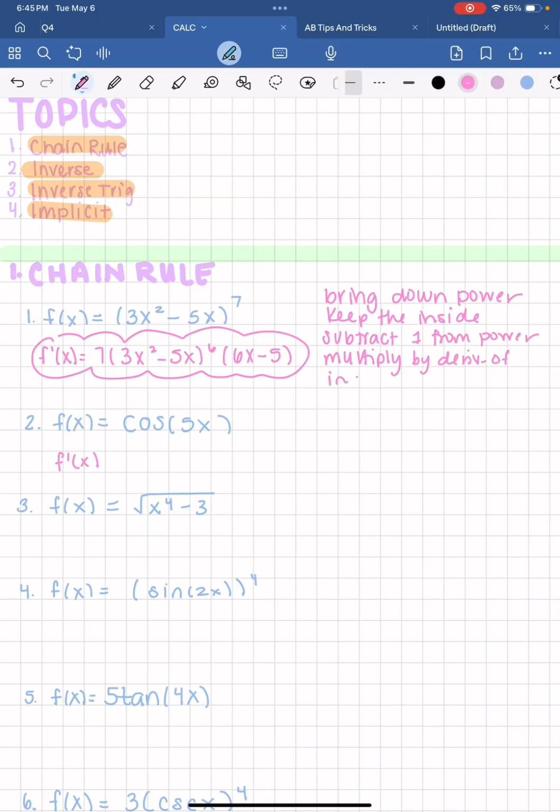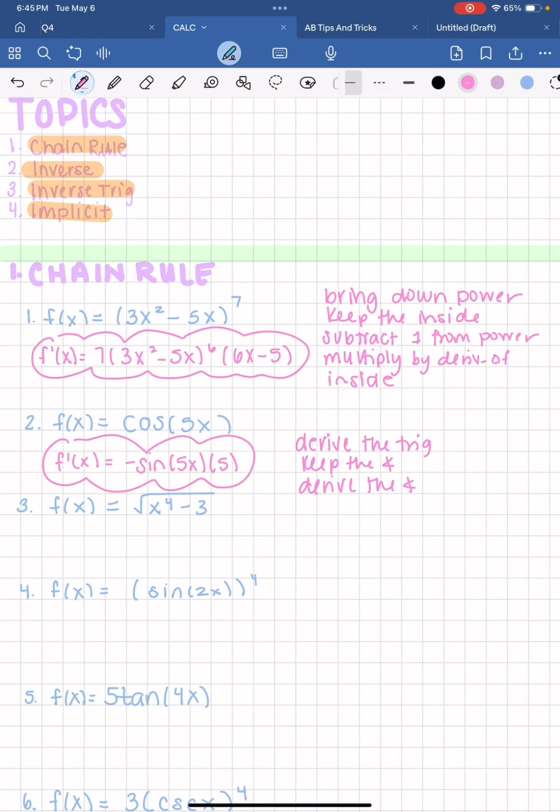Okay? Now, when I'm doing chain rule with trig, I say something different. I tell my kids, derive the trig, keep the angle, derive the angle. So I'm going to write that out. Derive the trig, keep the angle, derive the angle. Done. You can write that as -5 sine 5x.